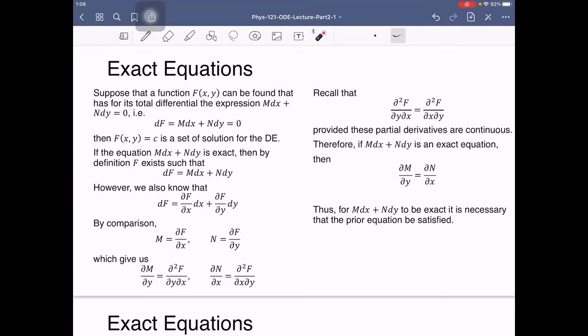Okay? So if this expression m dx plus n dy is exact, okay? Then by definition, yung f natin ay nag-i-exist na pwede natin isulat na ganito. Okay, kasi nga since equal to 0, pwede nating pakita na ganyan. So, however, ito yung definition natin ng total differential.